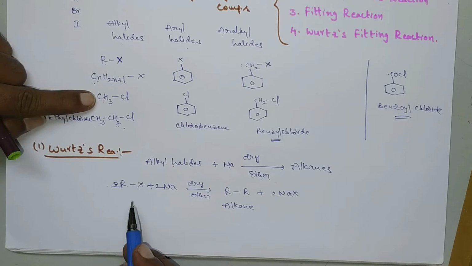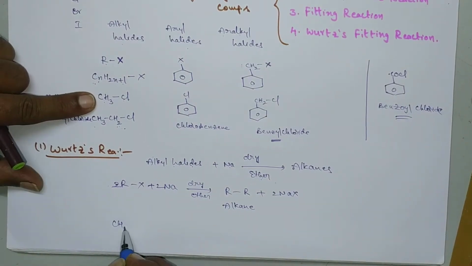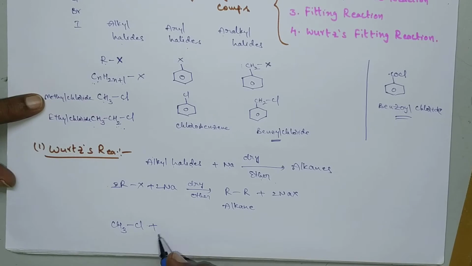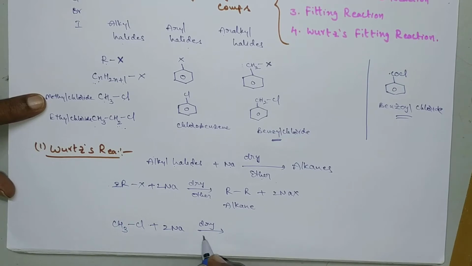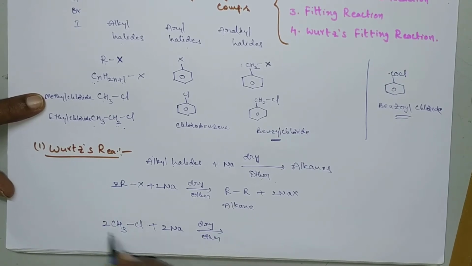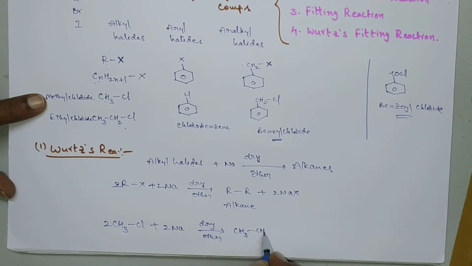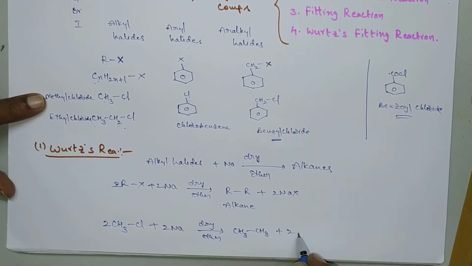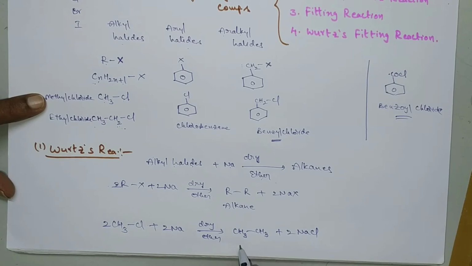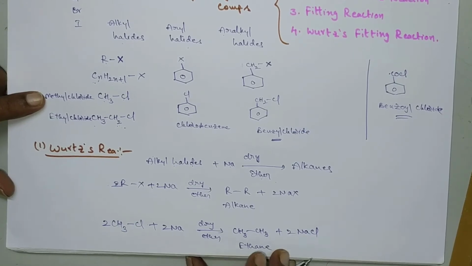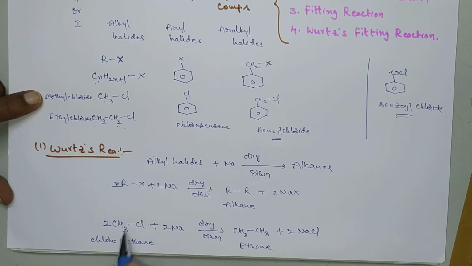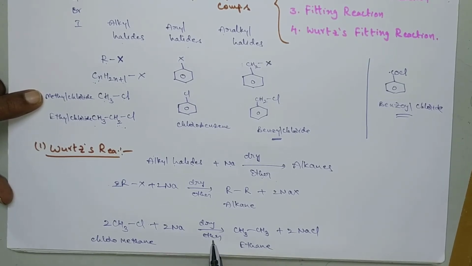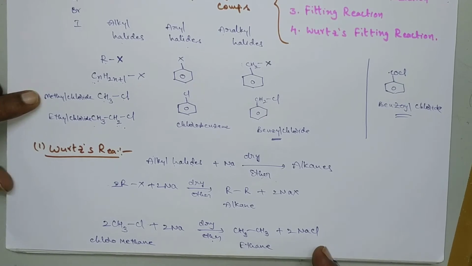So if you take any alkyl halide like CH3Cl, that is methyl chloride, it reacts with sodium metal in presence of dry ether. Here we have to take 2 moles, it forms CH3-CH3 plus 2 moles of NaCl. So this is ethane, and this is chloromethane. This is the IUPAC name, chloromethane or methyl chloride. So methyl chloride reacts with sodium metal in presence of dry ether to form ethane. So this is Wurtz reaction.